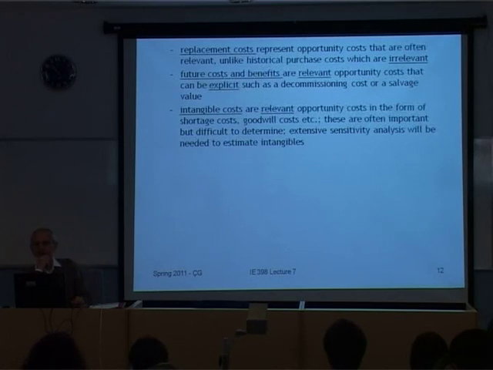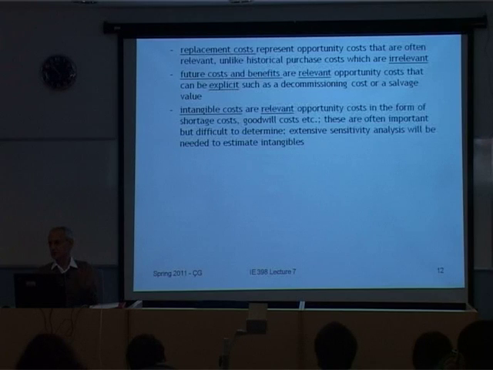Future costs and benefits are relevant opportunity costs that can be explicit, such as decommissioning cost or a salvage value. A decommissioning cost, do you understand what a decommissioning cost is? You know that there's a lot of debate about nuclear power stations because of the accident in Japan. I have an interest in these, so I follow the arguments. And people say, for example, that a nuclear reactor is very expensive to construct, and that's true. It's very cheap to operate. But what they forget is that it has to be decommissioned at the end of its useful life.